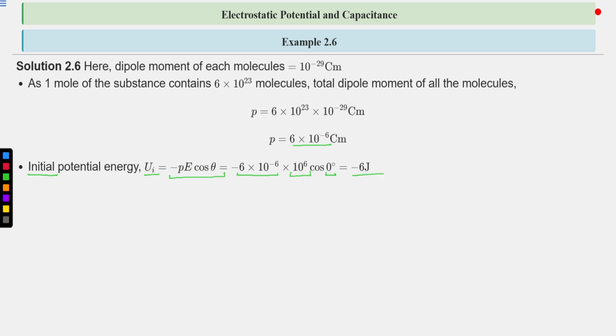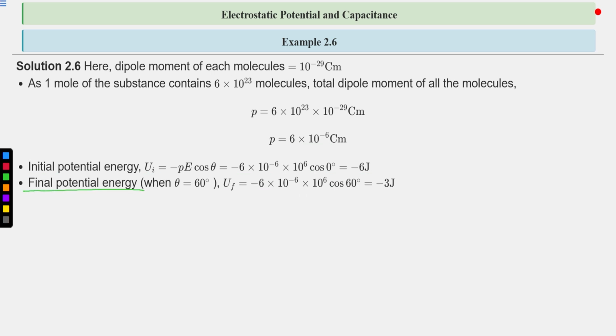Understood? Now, what is the final potential energy? What is meant by final potential energy? When we change the direction of electric field by 60 degree, so now dipoles are in horizontal position. We change suddenly the direction of electric field. Now the angle between the dipole moments and electric field becomes 60 degree.